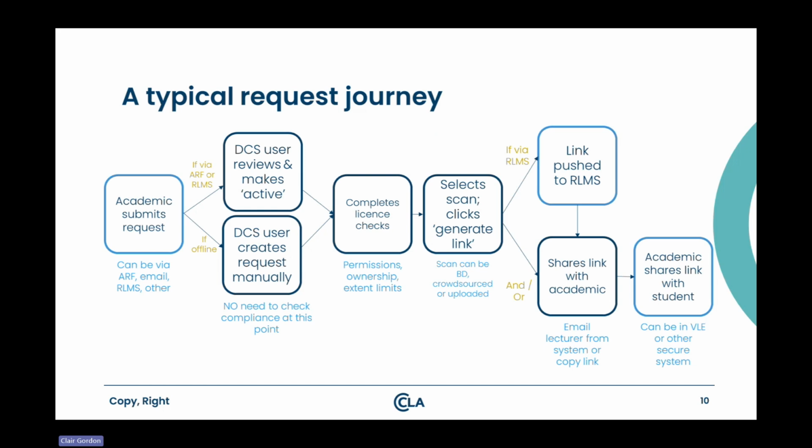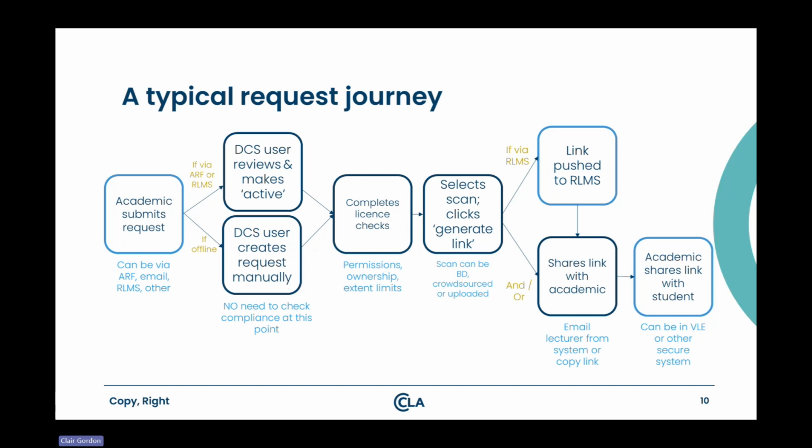So this is what a typical request journey looks like. If you're not familiar with the DCS, don't be alarmed by this slide. Stephen is going to show you what it looks like in practice very shortly, and I'm sure it will all make a lot more sense. So the first step is an academic submitting a digitisation request. This can either be done by our academic request form, offline, and when I say offline, I mean in an email to the library, or via your own bespoke form that you may have created, or via a reading list management system API integration.